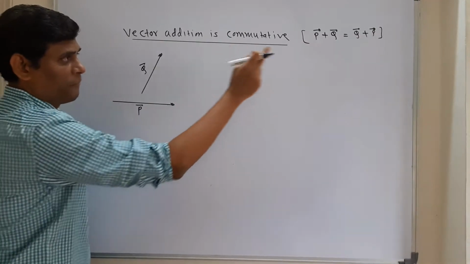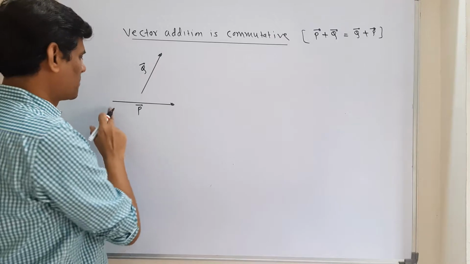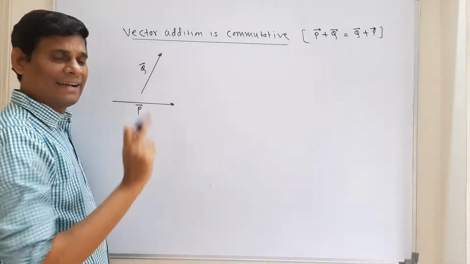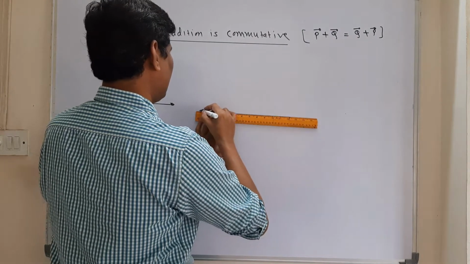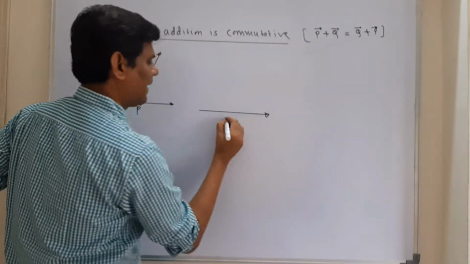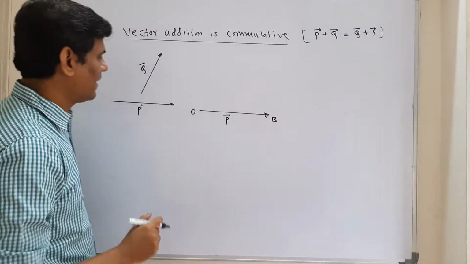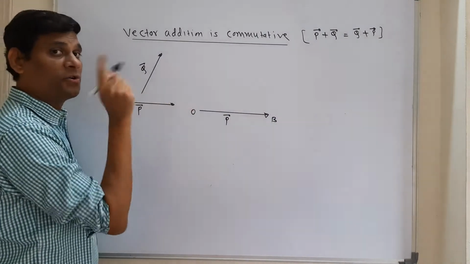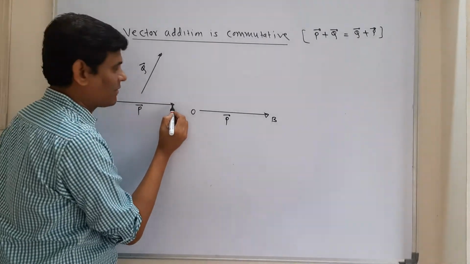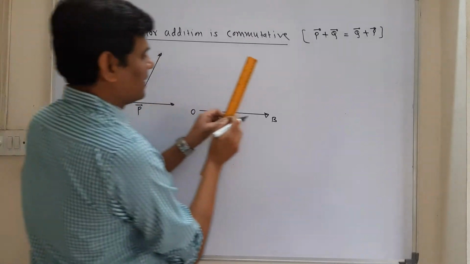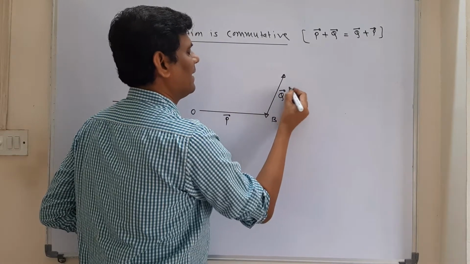Now we'll take first P plus Q. That means we have to take first P, then Q, as we did in the triangle law. So take a given vector in magnitude and in direction. So this is my vector P in magnitude and in direction. Say vector P. Let us represent it by OB. Second vector Q. How to take the second vector? The tail of the second vector must be on the head of the first vector. So I will take vector Q in this way. This is vector Q. Let us say C.